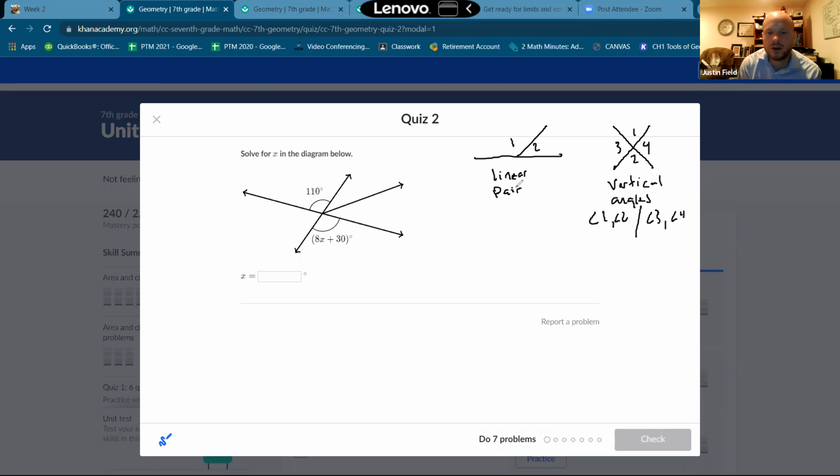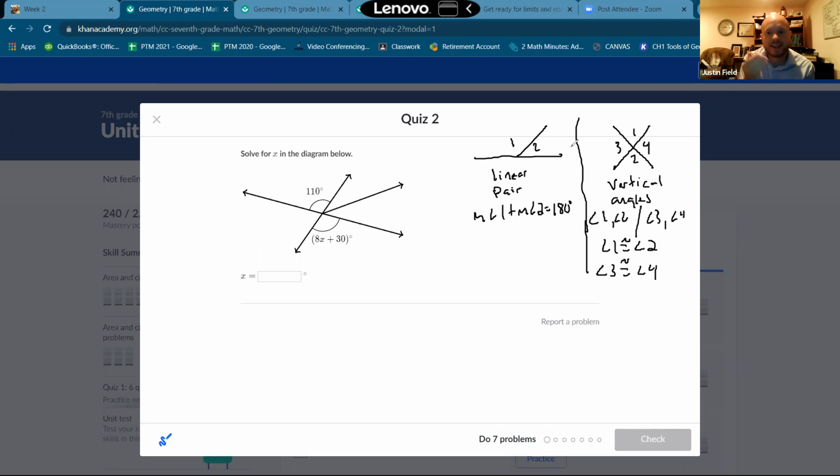Here 1 and 2 in this case are a linear pair. Why do we need to know them? Because the measure of angle 1 plus the measure of angle 2 equals 180. A straight line is 180 degrees. And here, angle 1 in this picture is congruent, or the same measure as angle 2. Also, angle 3 is congruent to angle 4.